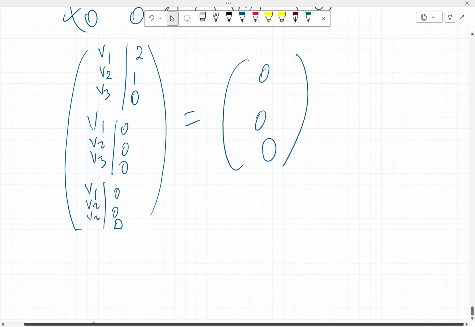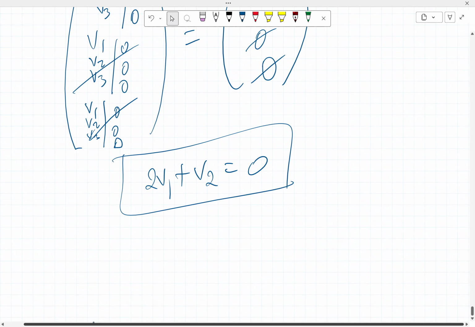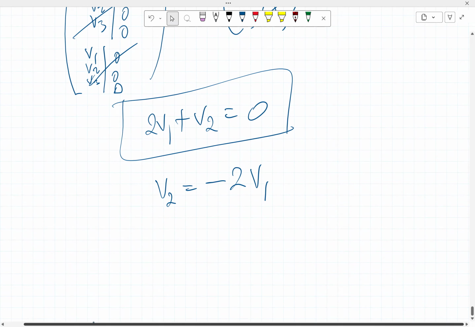So the only issue we have is for the first case, we have 2V1 plus V2 is equal to 0. All these other ones are wasted, so we only have things connecting these two. First of all, you can see V3 is not here at all, so it means V3 can take any value. That's what that simply tells us. But for V2, we see that V2 is minus 2V1. So if V1 is equal to 1, that means V2 is automatically minus 2.